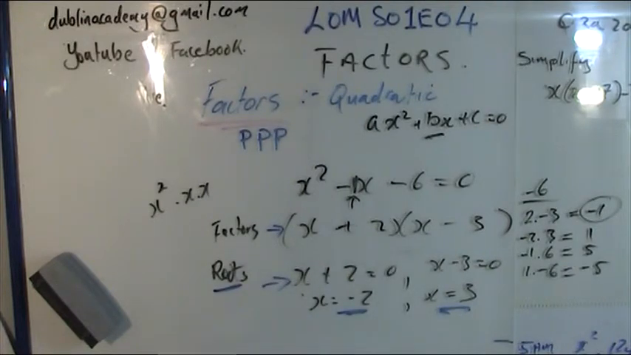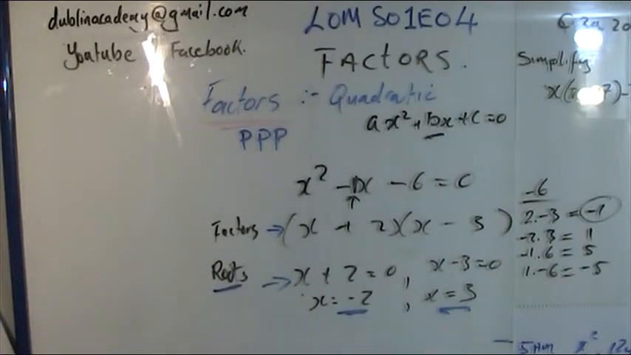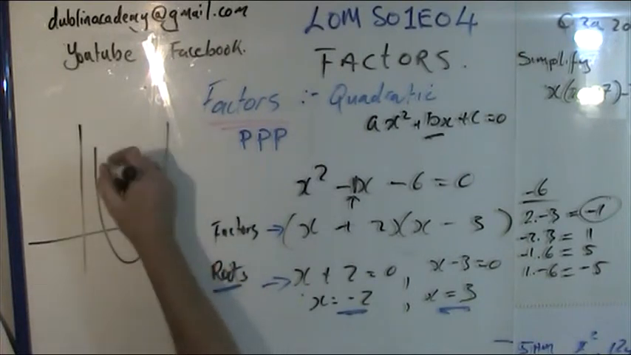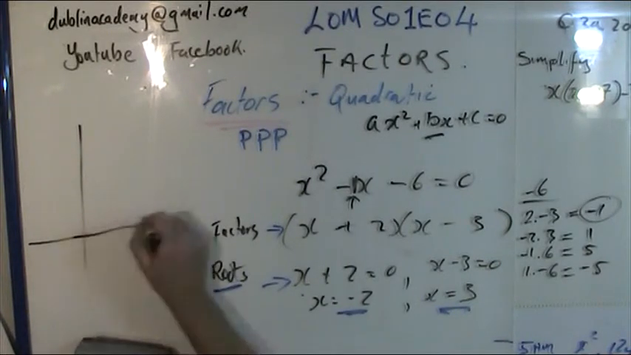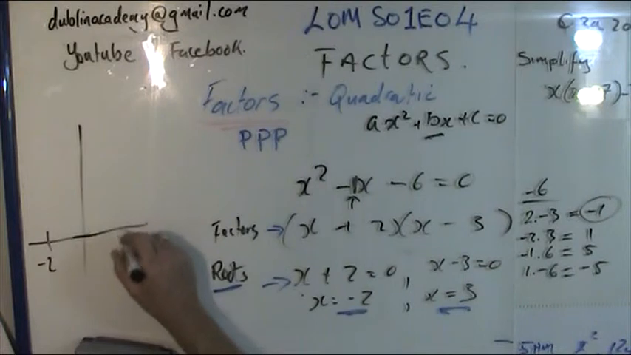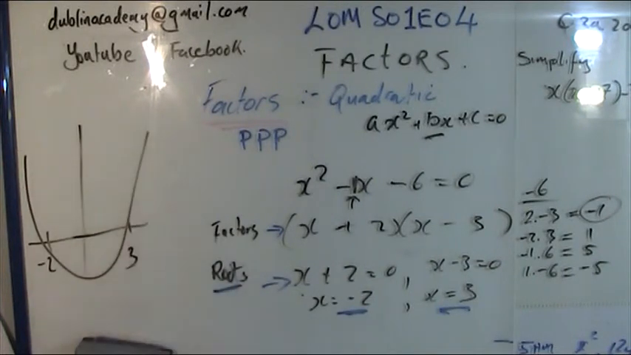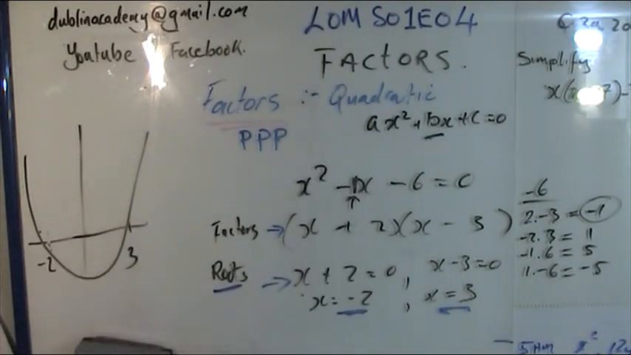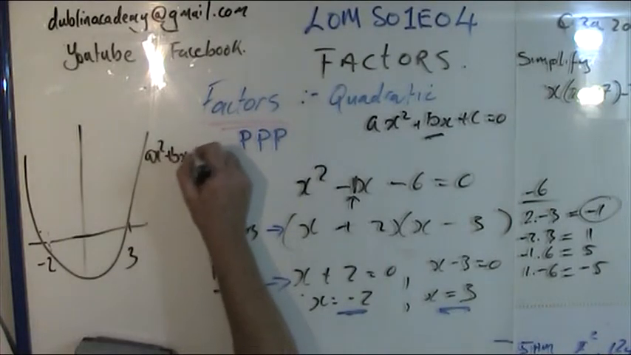Okay, how do I represent this? What does this all mean? Well, this is a quadratic equation. It bends, it cuts at minus 2 and it cuts at 3 as well. So it comes down and goes right through those two points, cutting at minus 2 and at 3. Now this is the equation ax squared plus bx plus c.